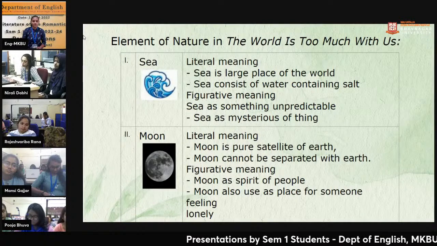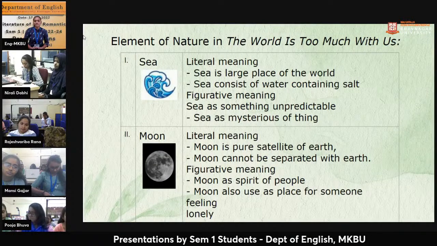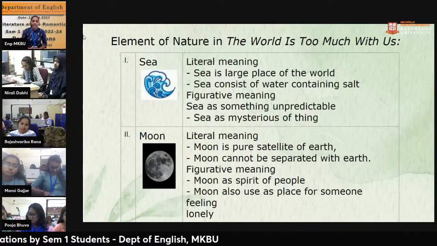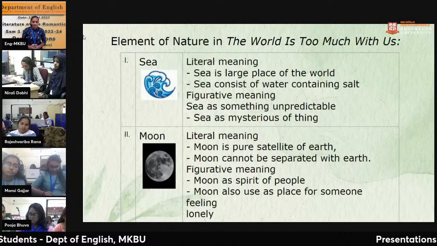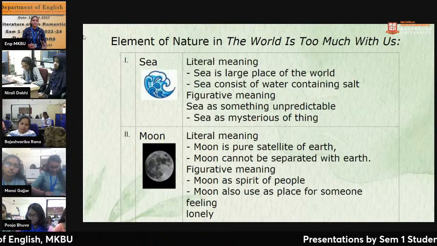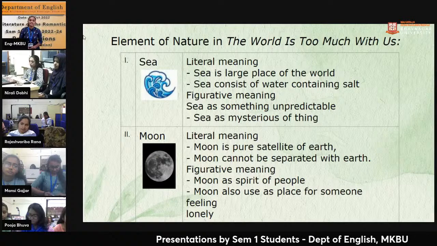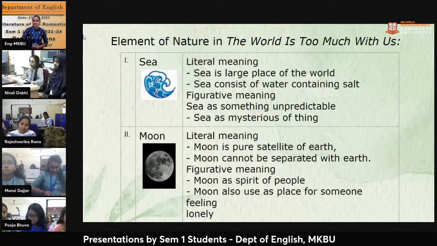And moon. Here, moon is the natural satellite of Earth, but in the poem the figurative meaning is moon as the spirit of people. We can say when we see the moon, at that time our mind gets peace. It is psychologically proven.